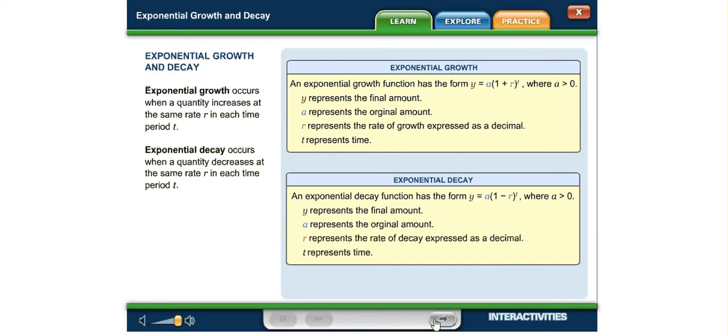Y represents the final amount in the equation you see here. A represents the original amount. R is the rate we just mentioned. T is the exponent on the outside here that represents time. Decay means we're decreasing, so it's just the opposite. Let's see what they've got for us.